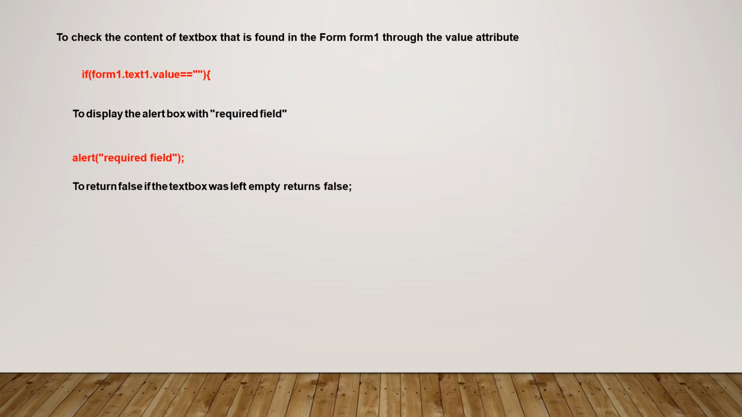To check the content of text box that is found in the form1 through the value attribute: if form1.text1.value equals empty, display the alert box with required field, alert required field, and return false. If the text box was left empty, returns false.